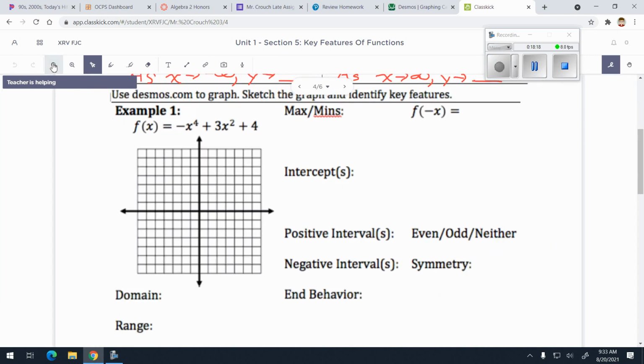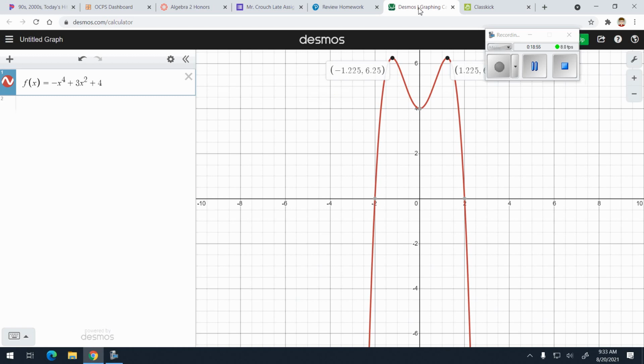Now, I've already graphed this in Desmos. Here's what it looks like. You have a point at -2, 0, 2, 0, 0, 4, -1.225, 6.25, so like somewhere around here. And then opposite, 1.225, 6.25. And then it goes like this. I'm going to put up the Desmos in a second so you can look at it. But that's the gist of the graph. There it is in Desmos if you want a cleaner version.